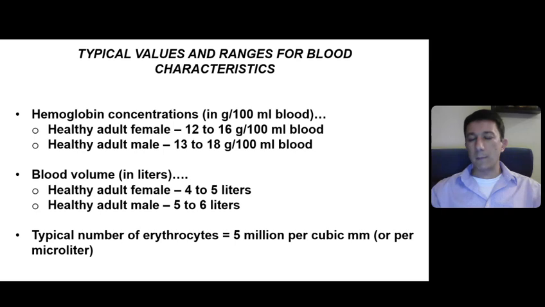In both healthy adult males and females, we see that a typical number of erythrocytes is about 5 million erythrocytes per cubic millimeter or per microliter of blood. Those are the same units. So we have about 5 million in a very small volume of blood, which is important because the erythrocytes represent the blood's ability to carry oxygen, and so we want that to be the most numerous of the formed elements that we see.